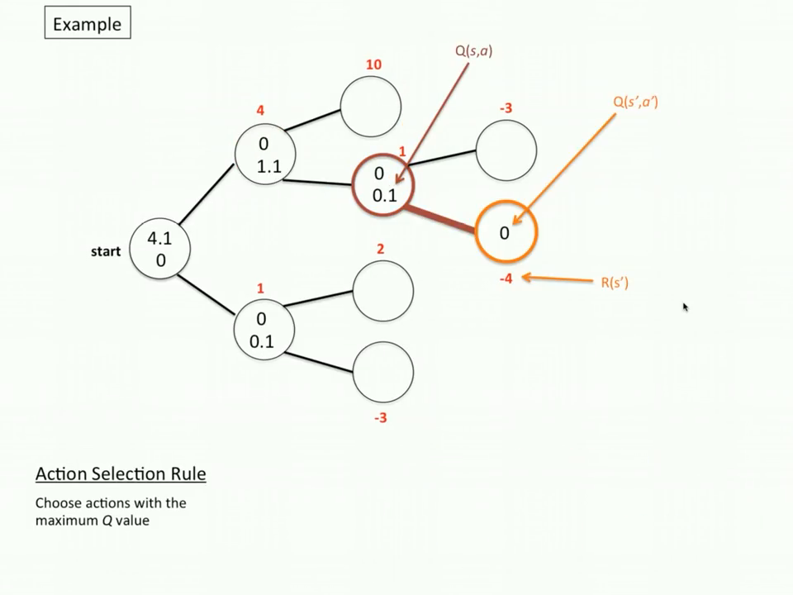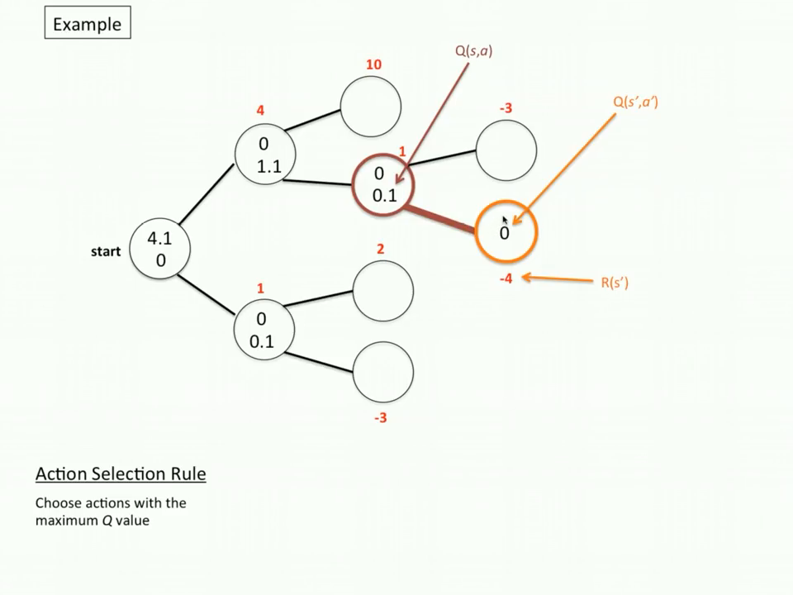At this point, I make another transition. And the transition that I make is to this node over here, which is a terminal node. I made that transition because 0.1 is higher than 0.